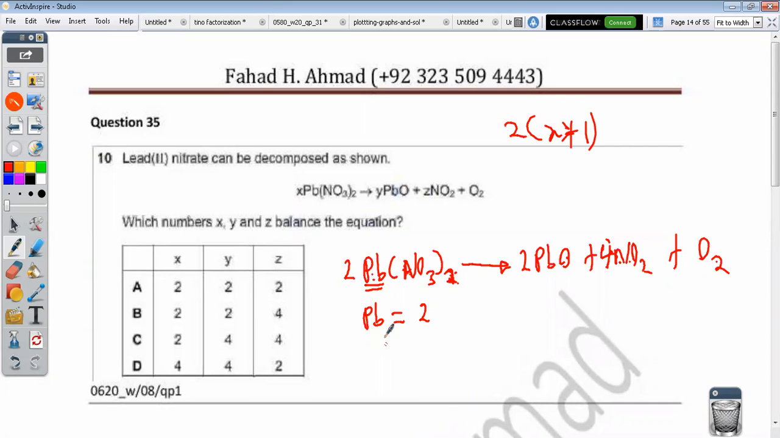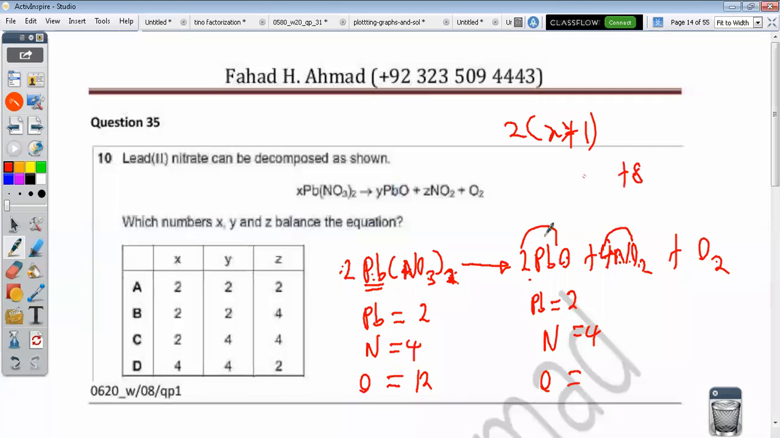So when you have the nitrogen, you multiply 2 times 1 is 2, multiplied by 2, so it's 4 nitrogens. Then the oxygens: 2 times 3 is 6, 6 times 2, 12. Now let's go to the other side. PB, I have 2, only 2. Nitrogen, I have 2 times 1, 4. Let's see the oxygens now. 2 oxygens here. How many oxygens here? 4 times 2, which is 8. So it's 8 plus the first 2 here, plus the other 2 at the end, 12. Balanced equation. What's the answer?